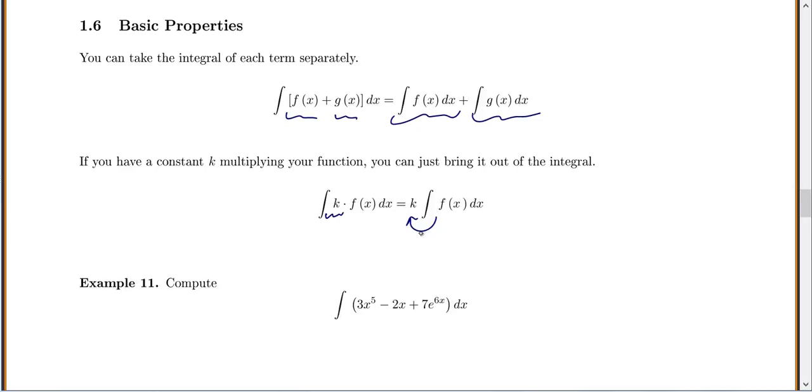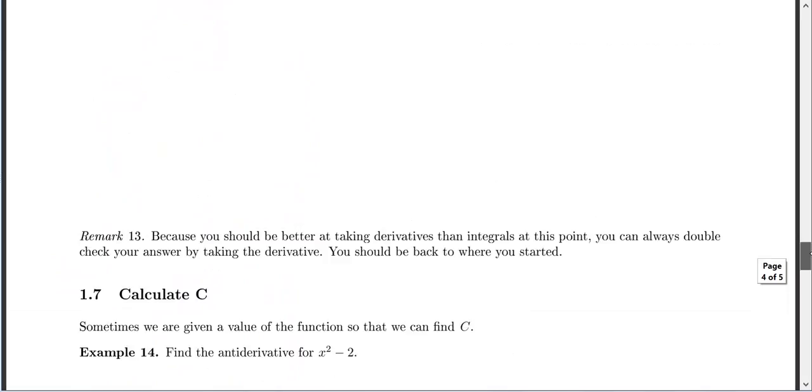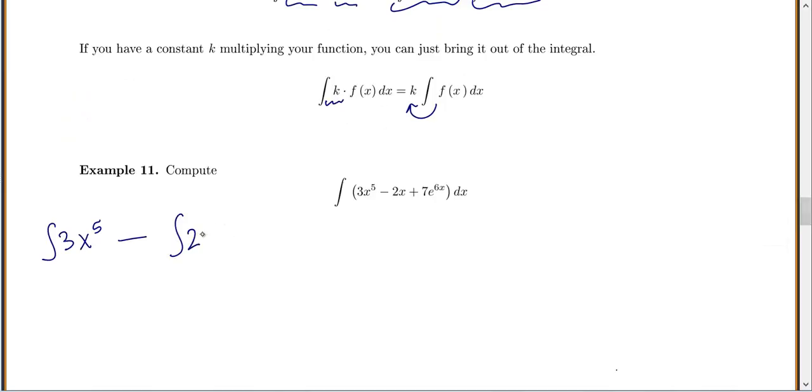So with all of those rules in mind, let's try this example. Okay, we want to take the integral of 3x to the 5th minus 2x plus 7e to the 6x. Okay. So I'm going to rewrite this. I could do the integral of 3x to the 5th. Now I'm going to split it up minus the integral of 2x. Plus the integral of 7e to the 6x. dx, dx, dx. Remember, you will always attach that dx for every integral.